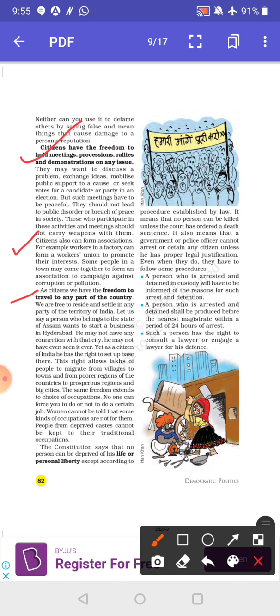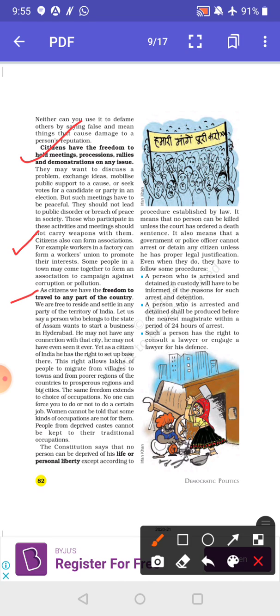Now we are free to travel throughout the country. Two things are there. First, we are free to travel wherever we want to go, and second, we are free to reside in any part of the country. An example is given here: if a person lives in Assam and he wants to start a business in Hyderabad, he may not have any connection with that city, and he also may not have seen that city before, but that particular citizen has the right to set up his business there.